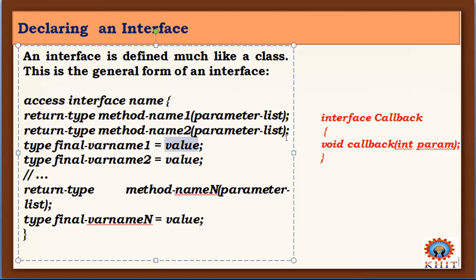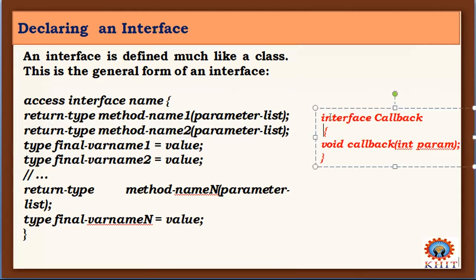So you can see a small example here. Interface callback. The name of the interface is callback, and in that I am writing a method called callback. Callback అనే ఒక మెథడ్ రాస్తున్నాను, దానికి int parameters. I am setting some parameters and I am ending this method with a semicolon. That means I don't have any body for this method. Okay, there should not be any body for the method.